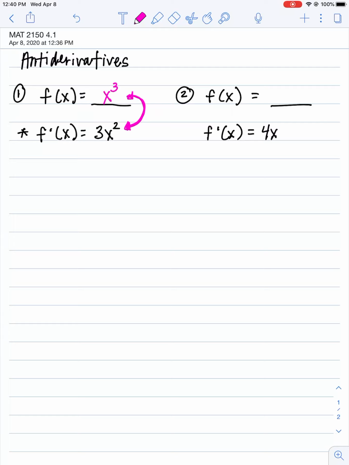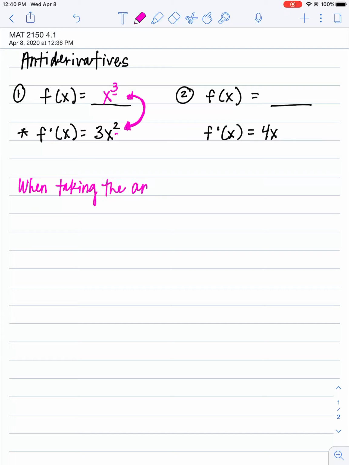Usually the first thing that I get kids to say, and you should be able to see this pretty automatically, is take a look at the exponent. The exponent down here is 2. The exponent when I work backwards is 3. And how do I get from 2 to 3? I simply add 1. So when finding the antiderivative, let me write this out.